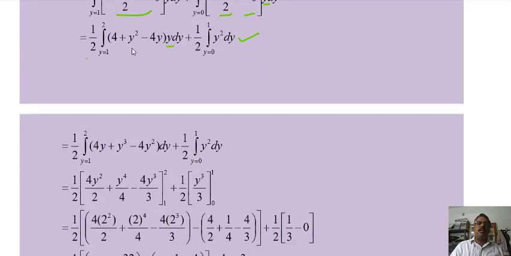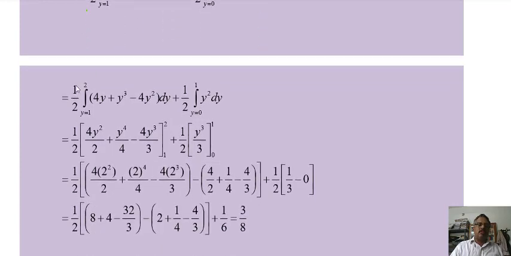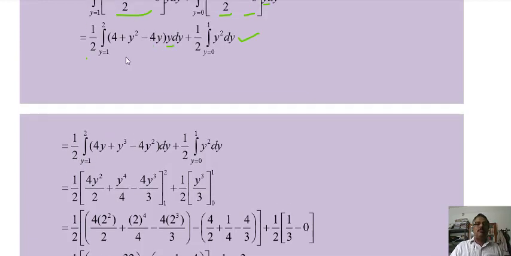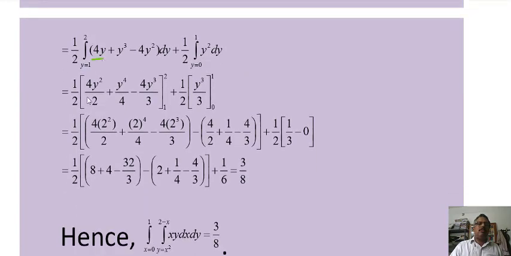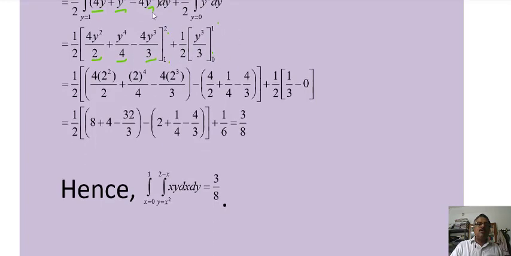Now again multiplying with y, so integral 1 to 2, (4y plus y squared) into (y cube minus 4y into y square) plus 1 by 2 into integral 0 to 1 y square dy. Now integral of 4y is 4y square by 2, integral of y cube is y power 4 by 4, and y square is y cube by 3, with limits 1 to 2 and 0 to 1.